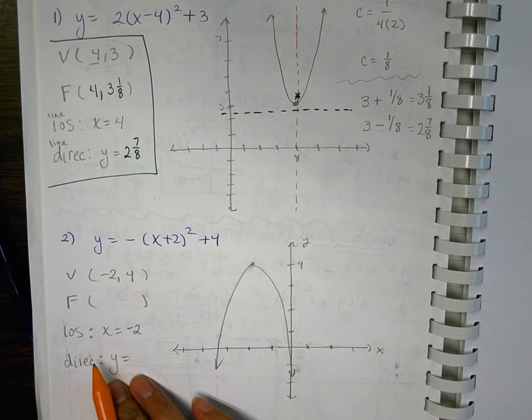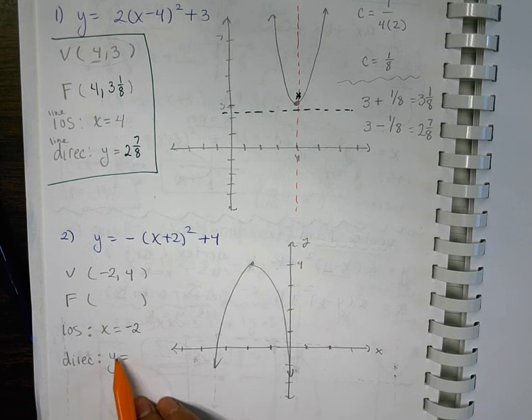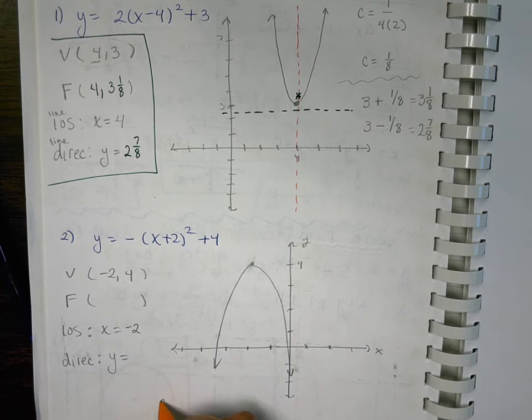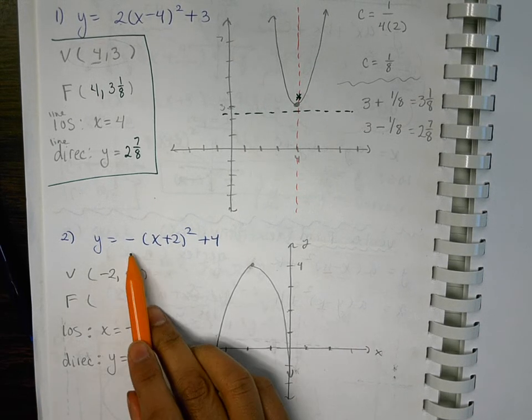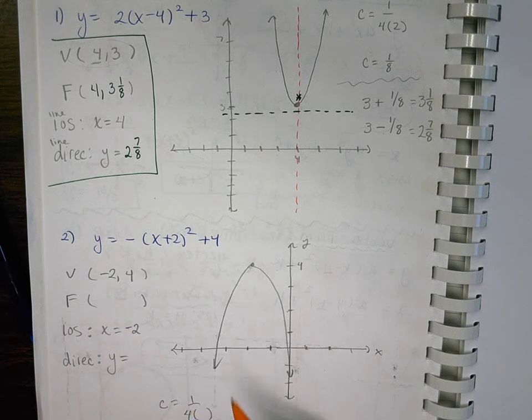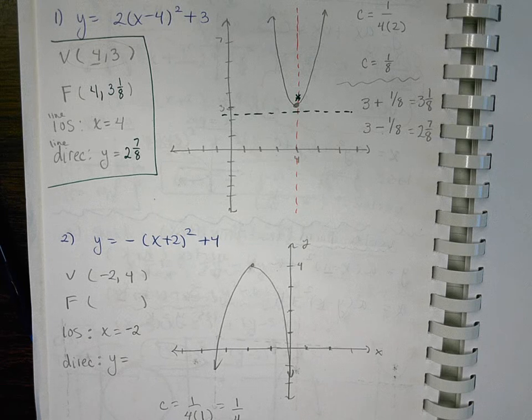Okay. What do I need to find in order to find these pieces? What is it called? Focal length. It's not the focus, it's the focal length. C equals 1 over 4 times absolute value of A. What's the absolute value of A in this case? 1. So what's my focal length? So I'm going to go up 1/4 and down 1/4.